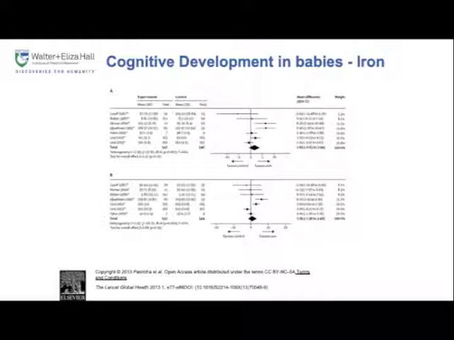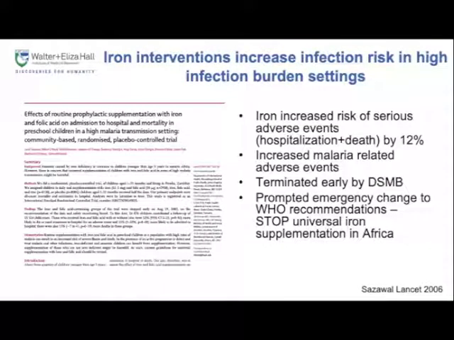They thought it was going to save lives. That was the hypothesis of the trial. It wasn't meant to be going out and causing homicide. But what they found was that it was increasing the risk of serious adverse events, hospitalization and death by 12%. It increased malaria-related adverse events, and the trial had to be stopped early by its monitoring board. And this prompted an emergency change in WHO recommendations at the time to stop giving iron to populations in Africa. And that really caused a huge crisis in our field.